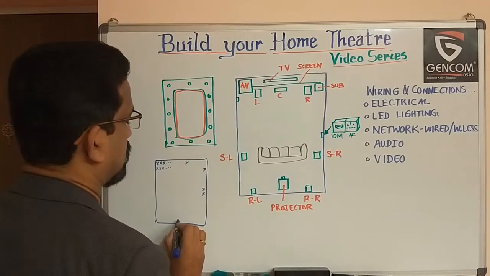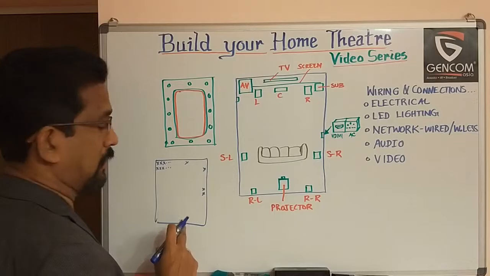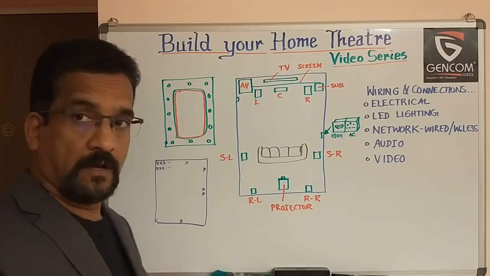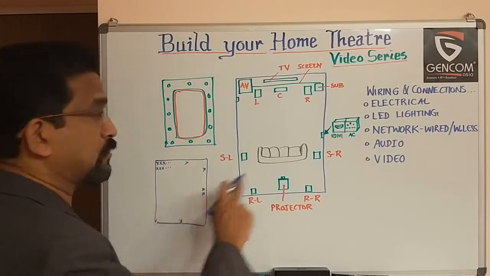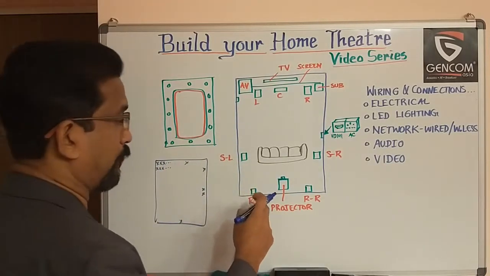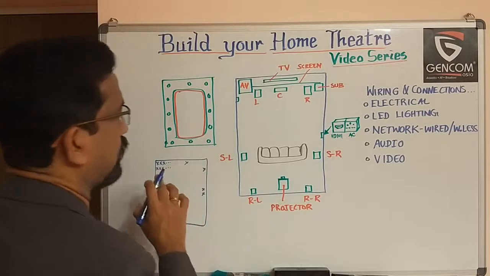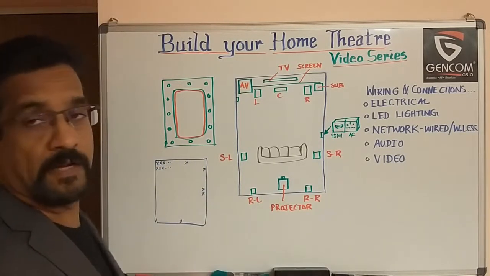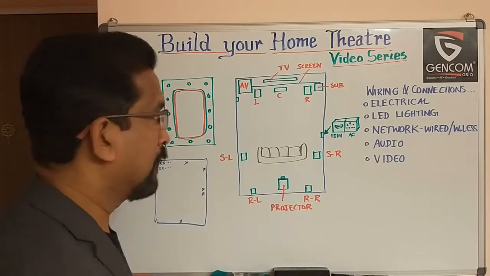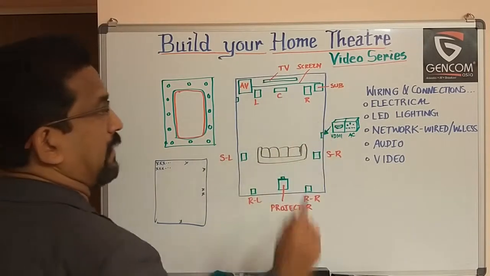Then for the projector near the ceiling, I will need one. Otherwise, you can still have it at eye level. The only thing is you have to pull down the cable to that particular point. So these are a few of the electrical points that are required. Then accordingly, the electrical wiring needs to be laid out. Coming to LED lighting.